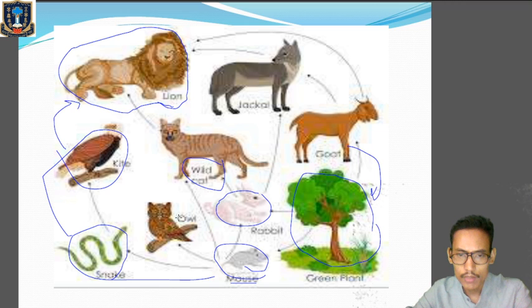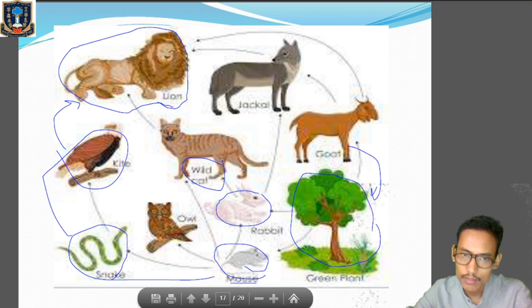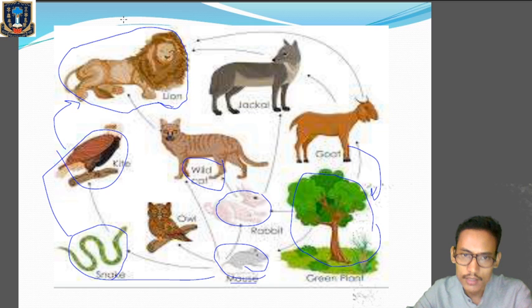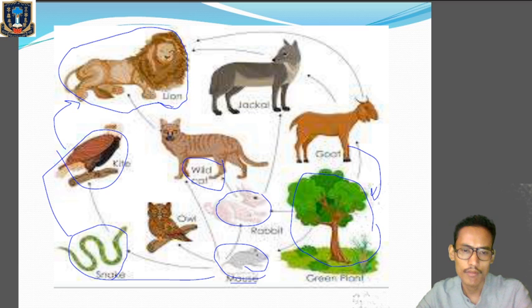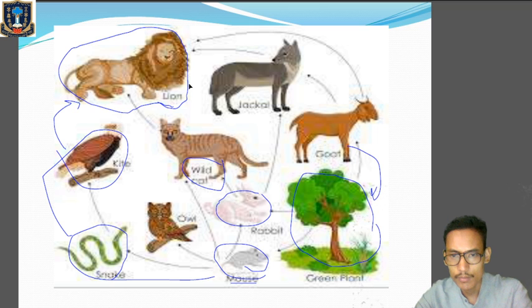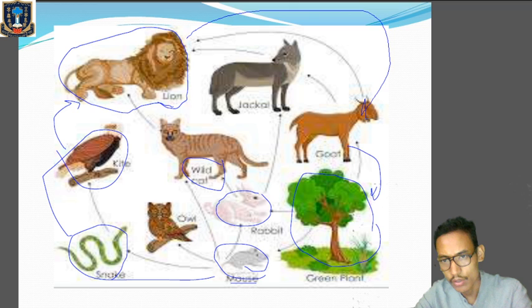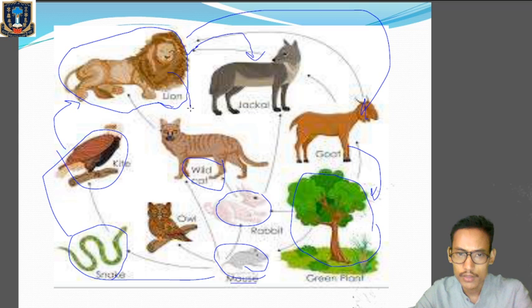But what we can say over here is that this wildcat is eating the rabbit, eating the mouse, but in turn is being eaten up by another organism, by the lion. So here you can see that the food chain is being interconnected, right? It is interconnected because this lion can usually feed upon this goat also. You can see this line, it can feed directly on the goat also, it can feed upon the jackal also, it can feed upon the wildcat also, right?